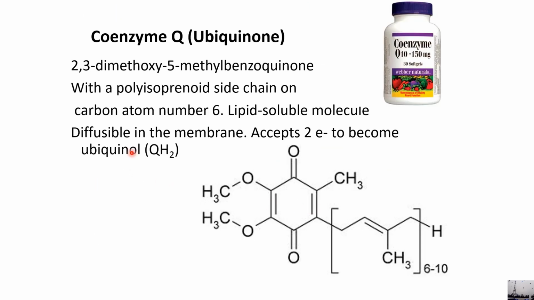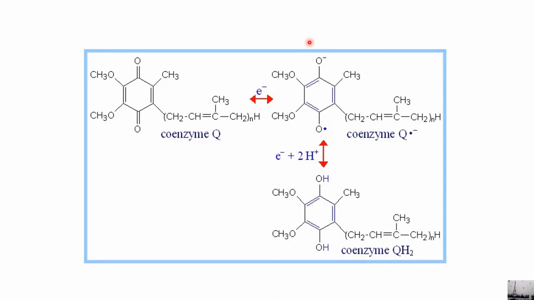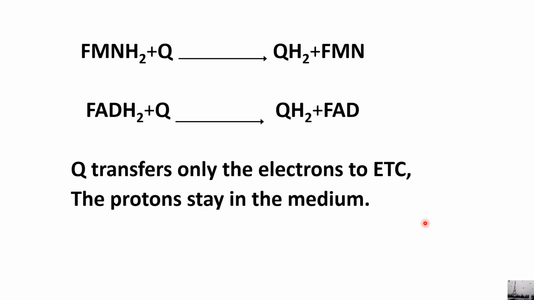Now we talk about coenzyme Q or ubiquinone. Okay, so this is basically 2,3-dimethoxy 5-methyl-benzoquinone with the polyisoprene side chain on carbon atom number 6. It is a lipid soluble molecule, diffusible in the membrane, that accepts 2 electrons to become ubiquinol. Okay, this is the basic schematic from coenzyme Q to finally QH2. So Q transfers only the electrons to the electron transport chain, the protons stay in the medium.